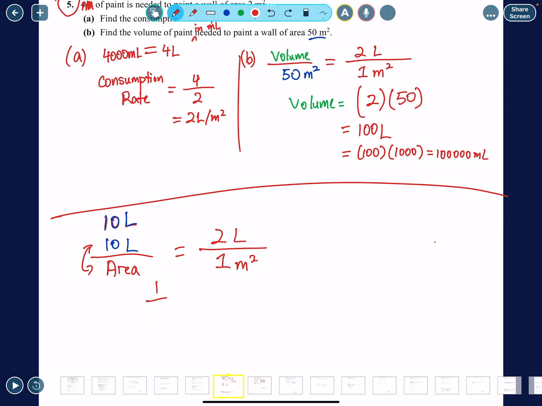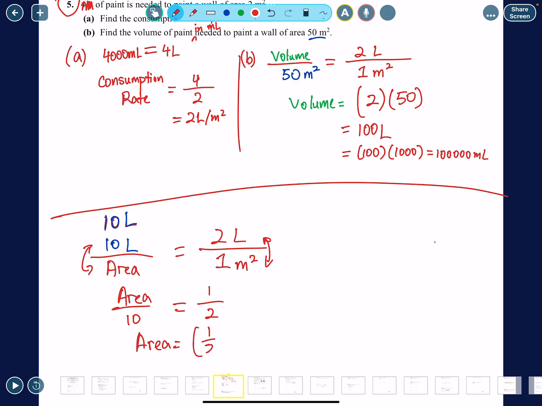So that's really complicated to solve. So I'm just helping you. This trick over here will help you solve this question. Flip it, you have area on the top now, divided by 10 at the bottom. And then we have 1 on the top, 2 at the bottom now. Now it's something you're used to.